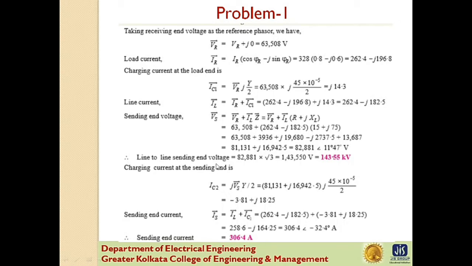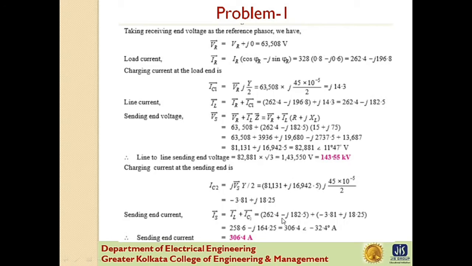This is the sending end phase voltage. Now multiply the magnitude by root 3, so we get the line to line sending end voltage, which is equal to 143.55 kV. Now IC2 is the current at the sending end, so we multiply Y by 2 by the sending end voltage, and putting the value of sending end voltage and Y, we get the value of IC2, minus 3.81 plus J 18.25.